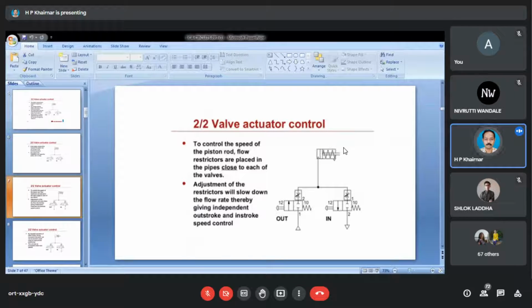This is more important, independent speed control. In both the strokes, there are requirements sometimes that you need to accelerate in the working stroke. You need to accelerate sometimes in the return stroke. So it depends, or you need to decelerate. So all those regulations are possible. Lot of applications are there.